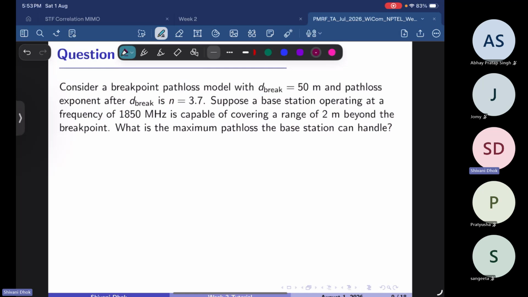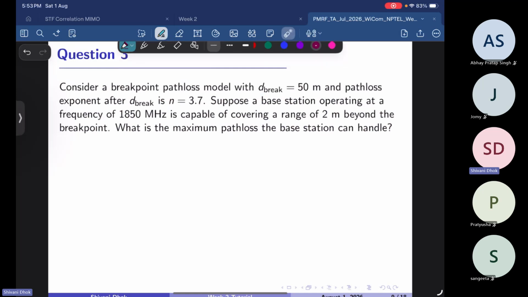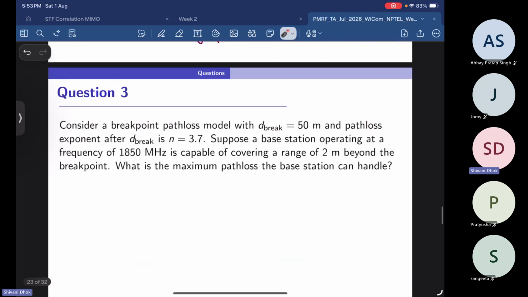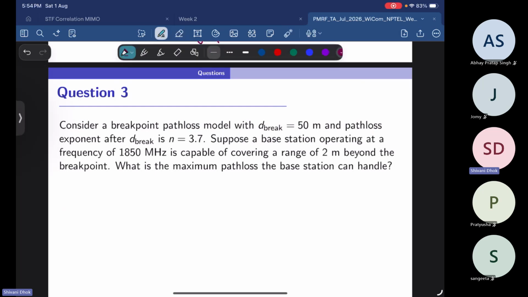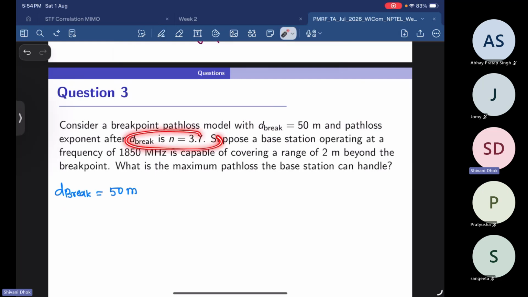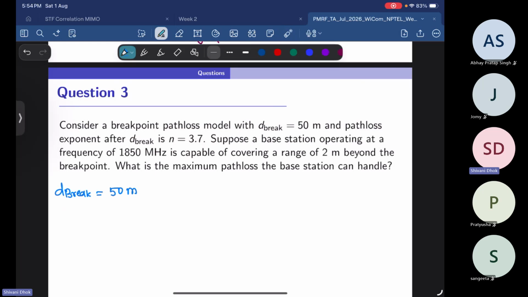So what is given to us is: consider a breakpoint path loss model with D break as 50 meters. So your break distance, your D break, is 50 meters, and the path loss exponent after D break is 3.7.